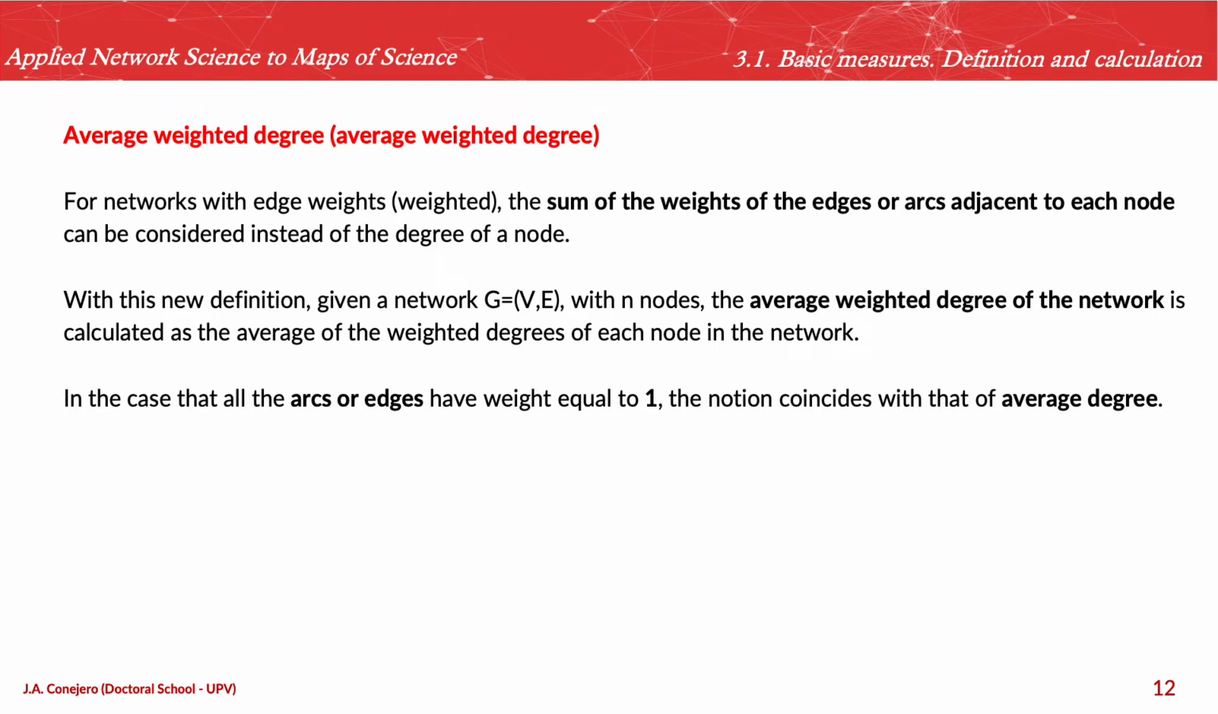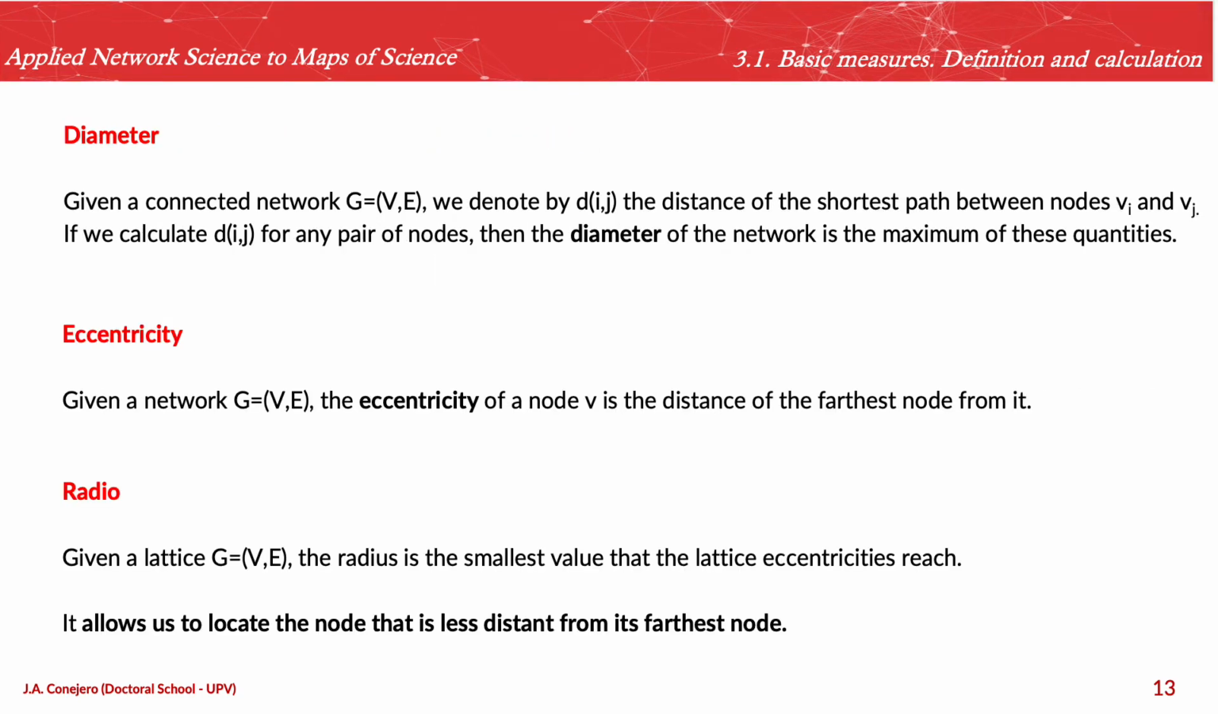So with this new definition, we can compute the average weighted degree of the network in a similar way as we have done with the average degree. Other measures that we can introduce on the network are the diameter of the network, and this has to be considered when we have a connected network, a network with a single connected component. For doing this, we first have to compute the distance dij, which is the distance by the shortest path between nodes vi and vj.